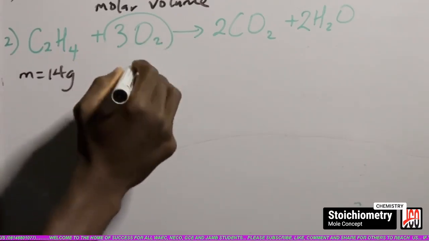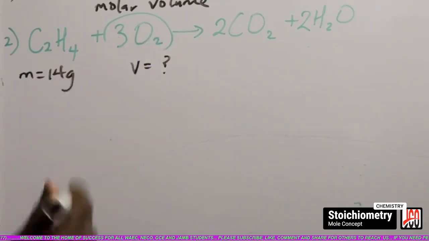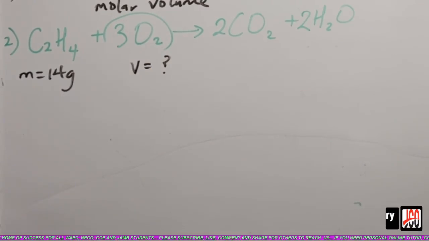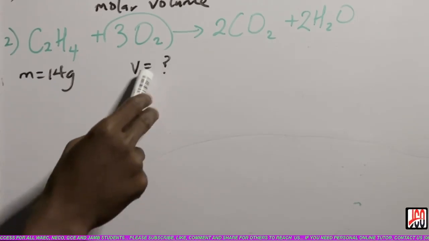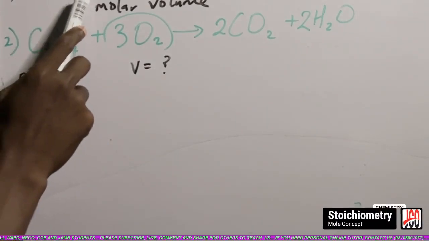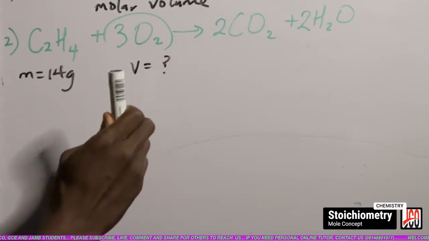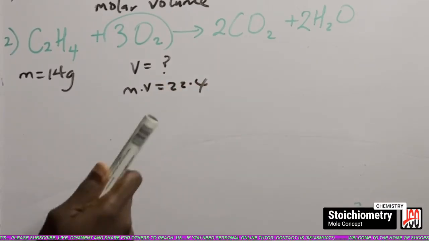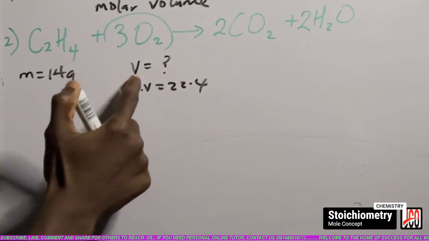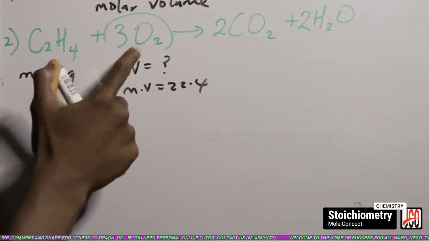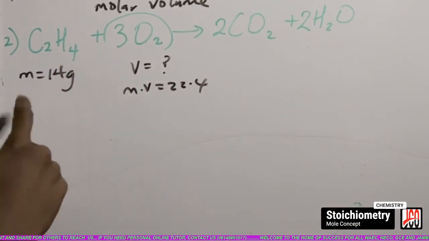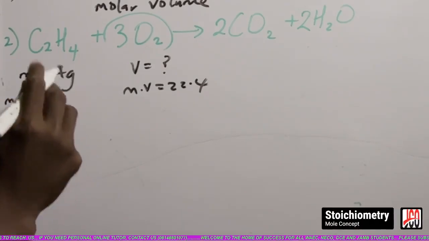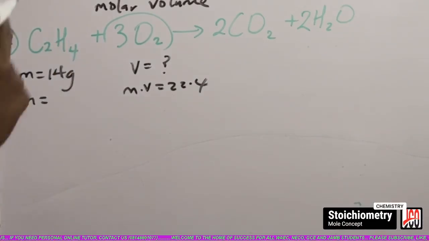I'm writing it under it, but for the volume, I'm looking for the volume. Moving on further, the only way I can find the volume of this is if I use this formula. I know molar volume because molar volume is a constant, which is 22.4. So what I need to do now is to find the mole ratio for oxygen so that I can solve for volume. And this is the only quantity that was given, so I need to find the molar mass of C2H4 to get my mole.